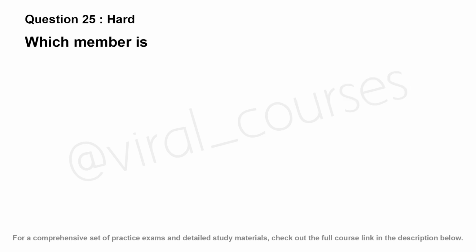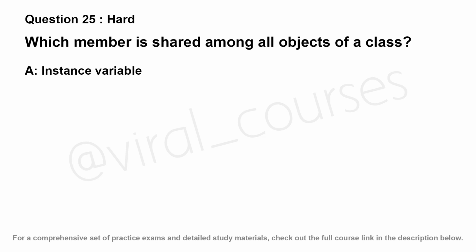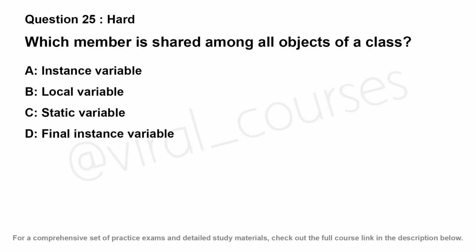Which member is shared among all objects of a class? Option A. Instance variable. Option B. Local variable. Option C. Static variable. Option D. Final instance variable.